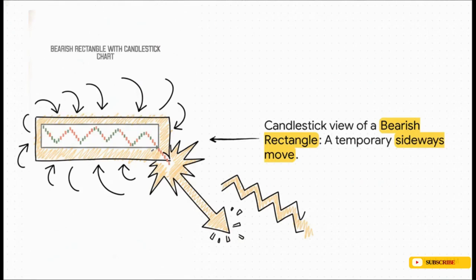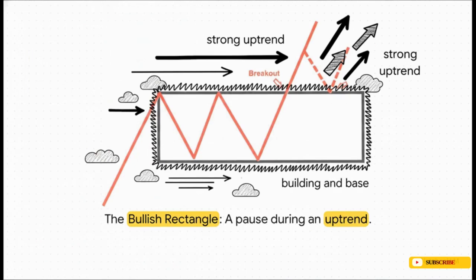And on the chart, you can see the price just gets trapped inside this box for a little while. It's like a pressure cooker building up steam. And once the price finally breaks below the bottom of that rectangle, the original downtrend often kicks back in with a lot of force. And you guessed it, there's a bullish rectangle too. Same idea, just a different direction.